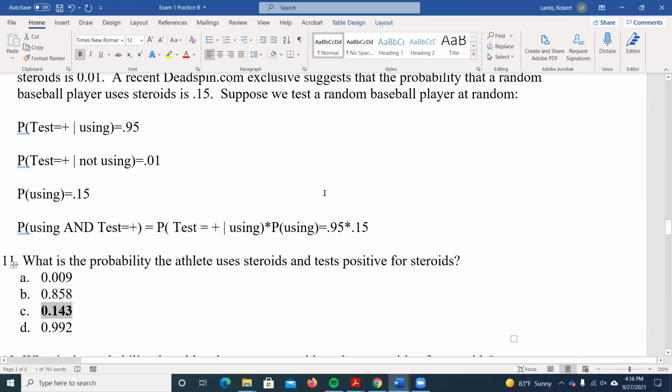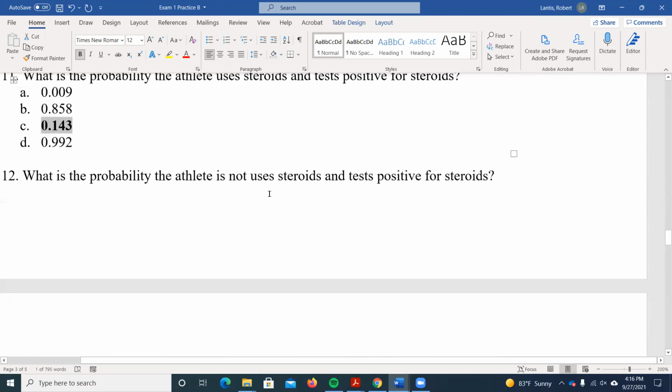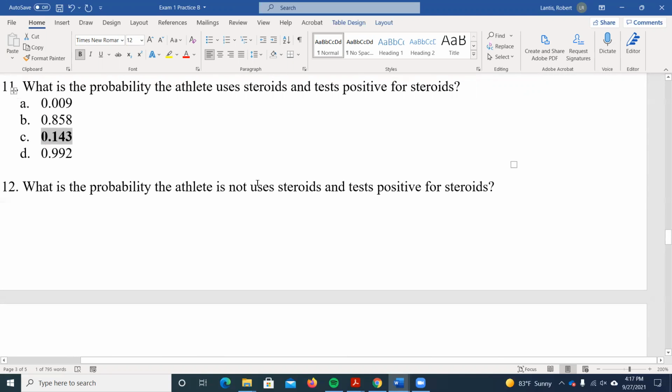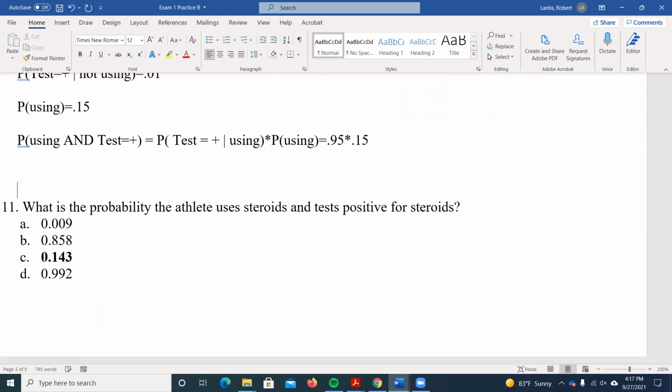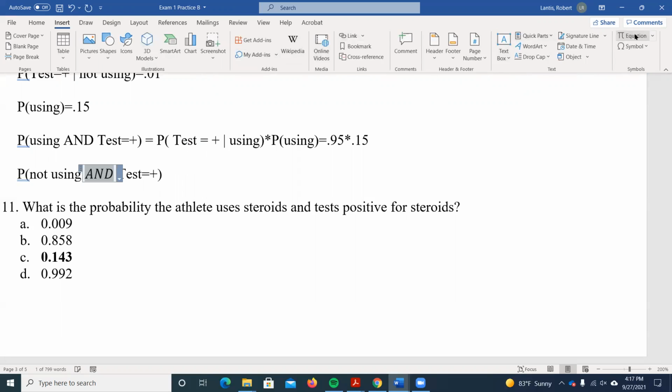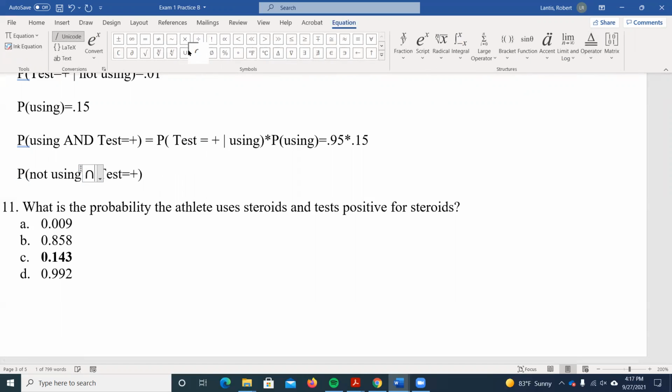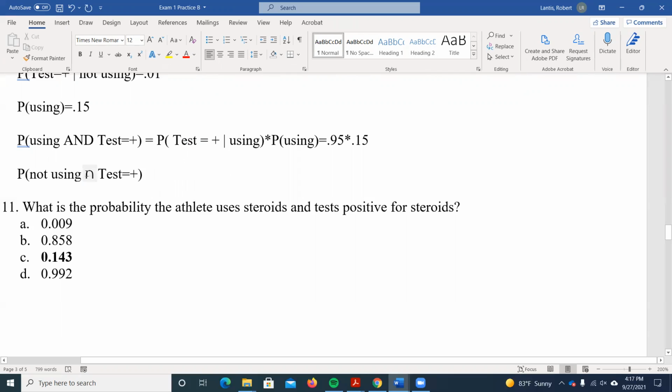Any questions on that one? So the next one is, what's the probability an athlete is not using and tests positive for steroids? So we basically have the exact same setup, but now instead of using, it's what's the probability they're not using, and the test comes back positive. And if you're writing this out, when I write and, I could take a little bit more time and put in that intersection symbol. Those mean the same thing.